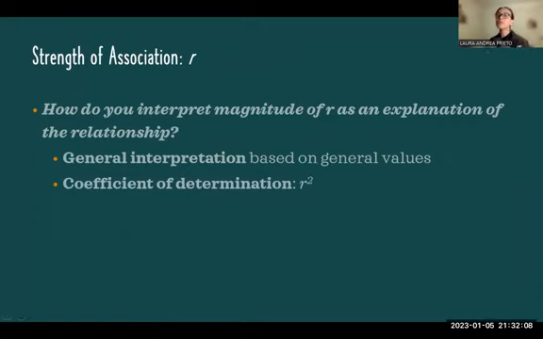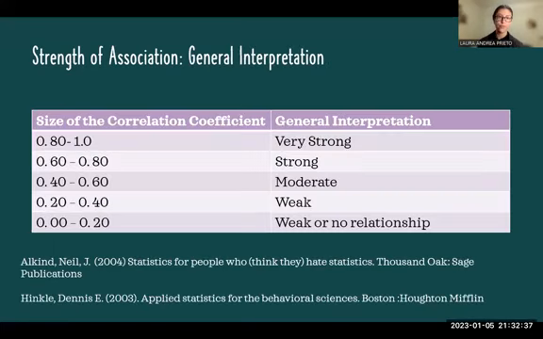So how do you interpret the magnitude, or how big R is, as an explanation of how strong the relationship is? One way of doing it is by a general interpretation based on general values. So these are values that researchers have developed, and it's a rule of thumb. It's one way of looking at it. Another way of looking at it is the coefficient of determination, which is also known as R squared. So we'll start first with the rule of thumb.